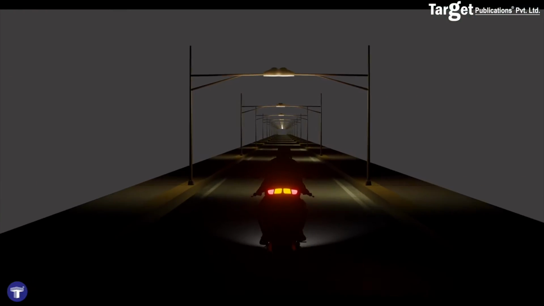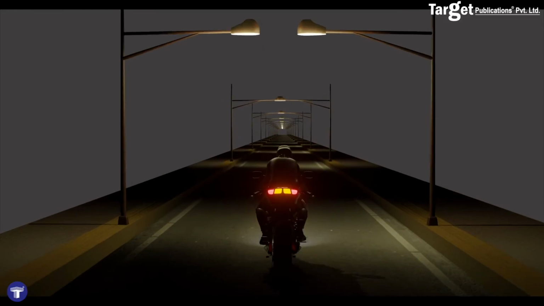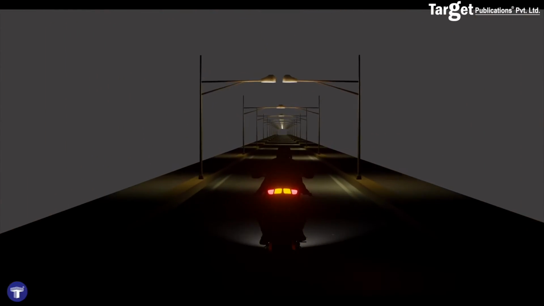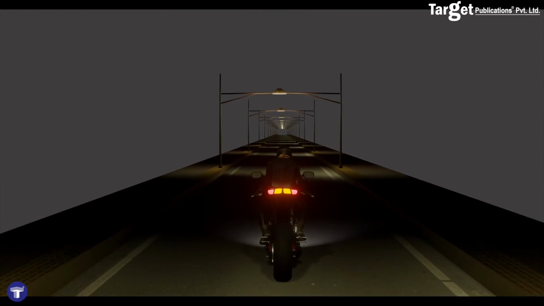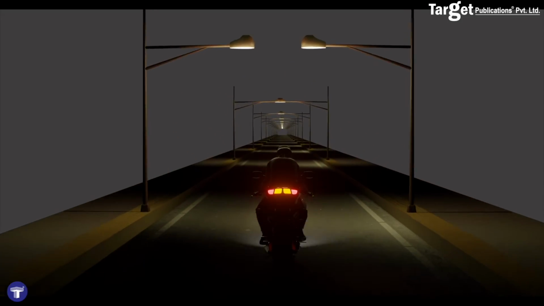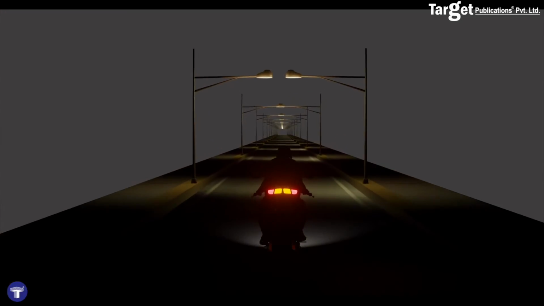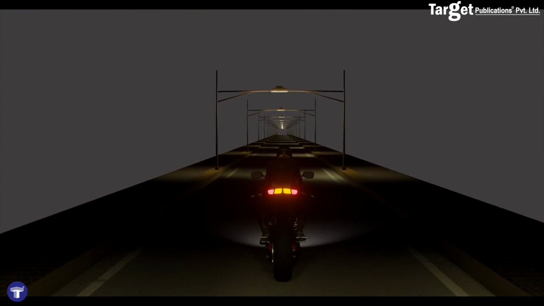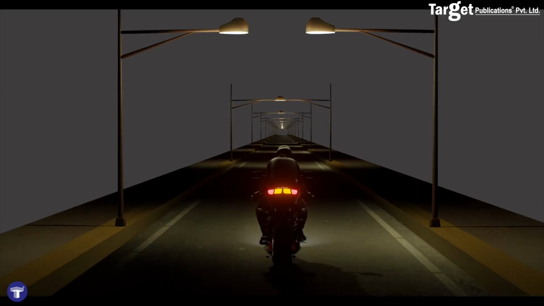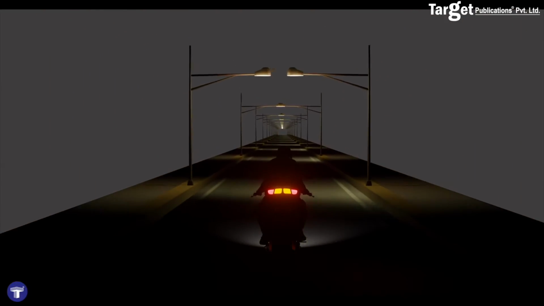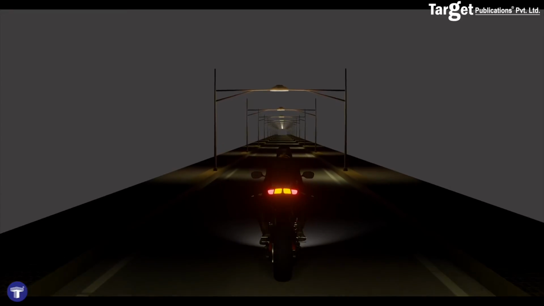Pay careful attention as this motorcycle rider rides down this dark road. From very far, you see that the two street lamps appear to be as a single one. They appear to be merged. But as the rider moves closer and closer to the street lamps, he sees that these two lamps are actually separate. And this is what happens to us as well.